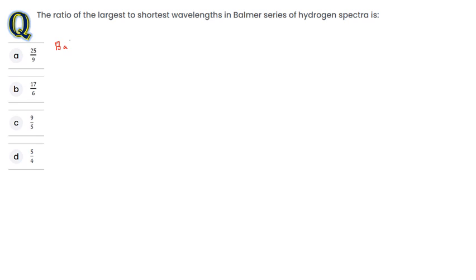In case of the Balmer series, for first n1 here is 2, and n2 here is 3, 4, and so on up to infinity. Now for this one, we have already seen in the previous one, 1 by lambda is proportional to 1 by n1 square minus 1 by n2 square.